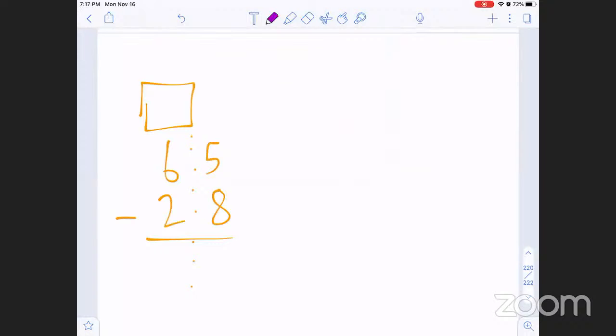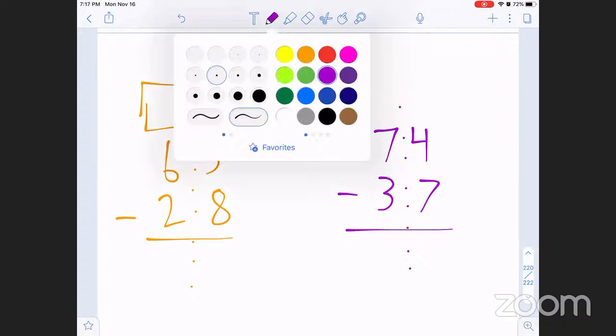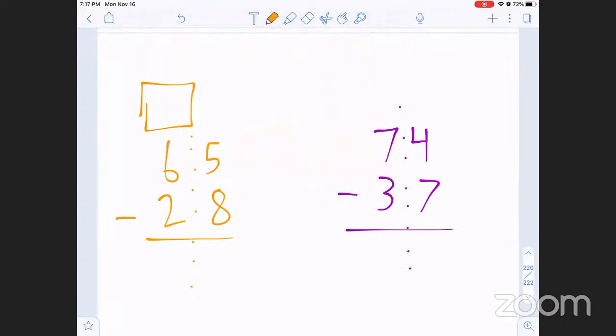And for the purple problem, let's do 74 minus 37. That one, I just want you to do the normal way, where you write the numbers up here. Pause if you need a second to do those. Okay. You should have those problems done by now.